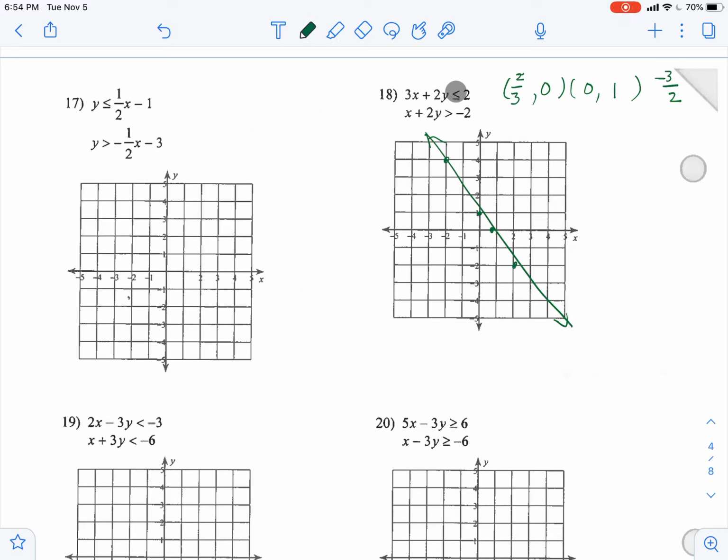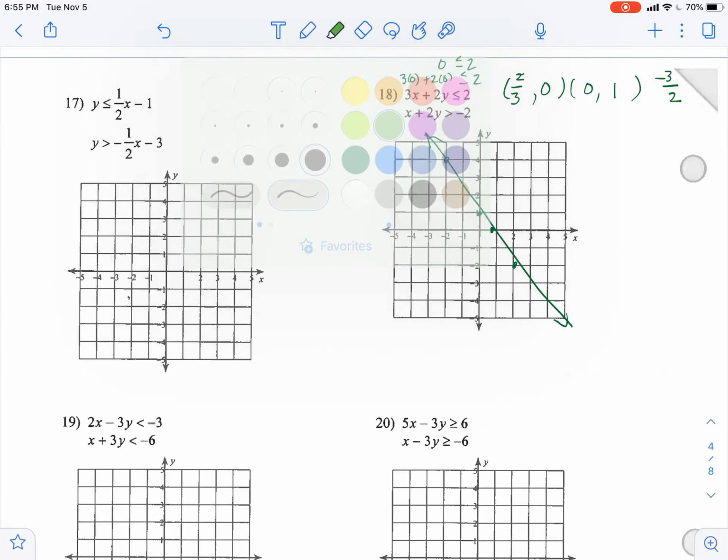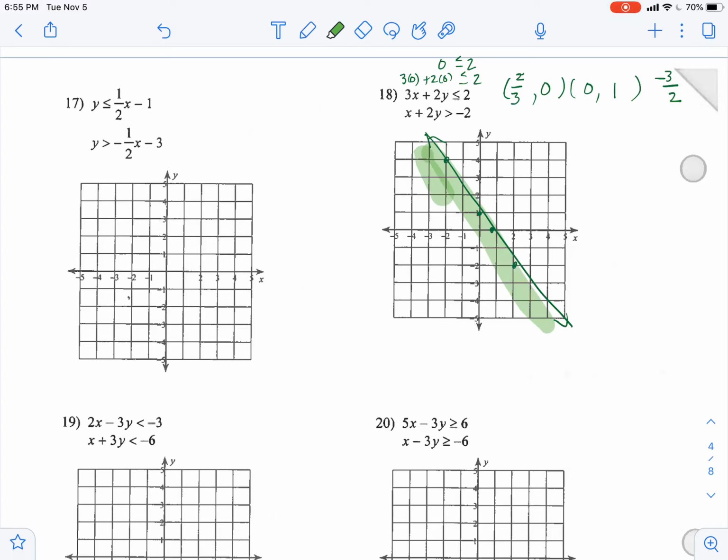Now I'm going to test (0, 0). So I'm going to put a 0 here and a 0 there. And that means that 0 is less than or equal to 2. That is a true statement. So I'm going to shade where (0, 0) is at. This is where I'm shading because that's where (0, 0) is located.